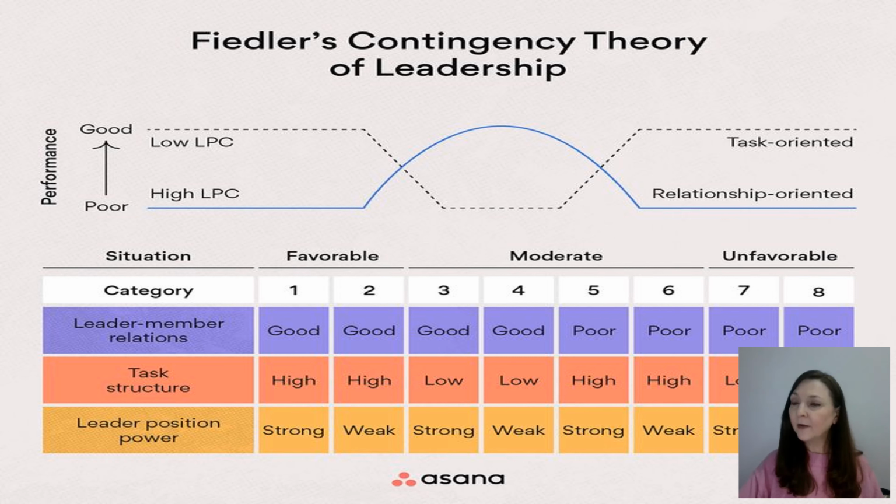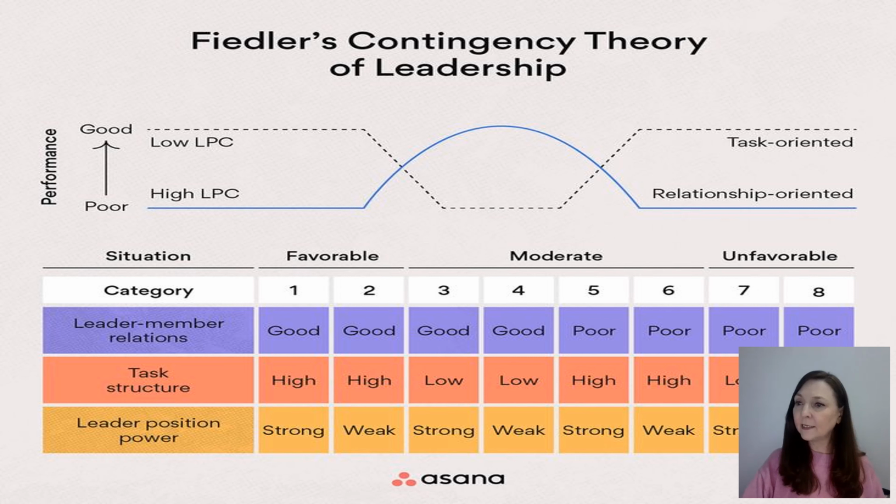Task-oriented leaders primarily focus on setting targets and completing goals. On the other hand, relationship-oriented leaders focus on developing strong interpersonal relationships with followers. Fiedler points out that the fit between the leader's orientation and favorableness of the leader's situation determines the team's effectiveness in accomplishing a task. Fiedler classifies leaders using the least preferred coworker scale.